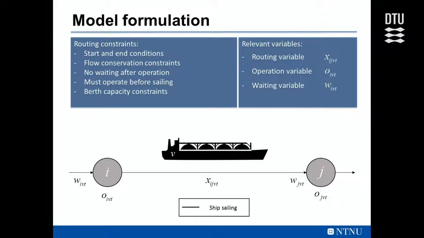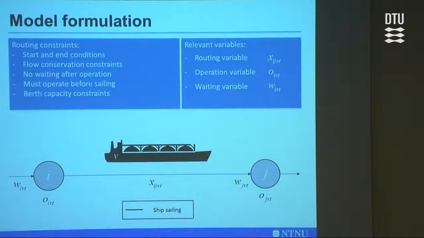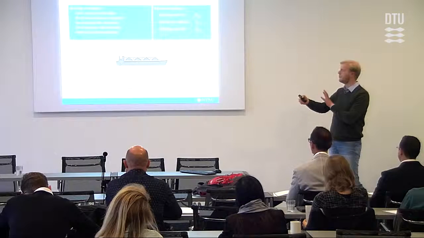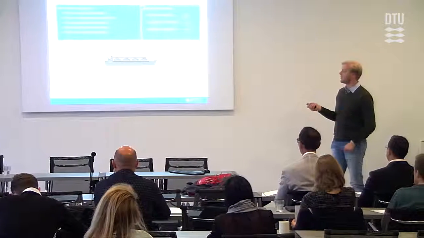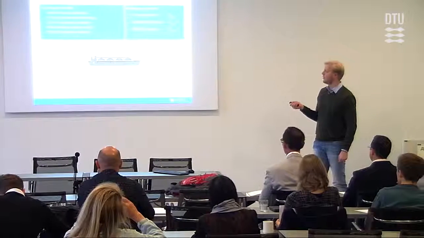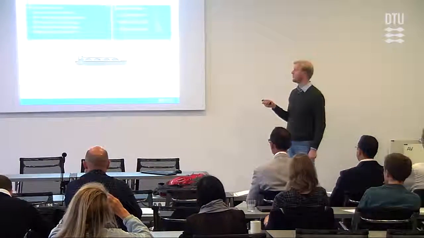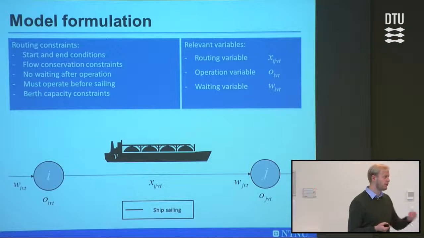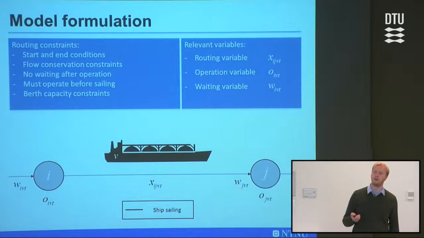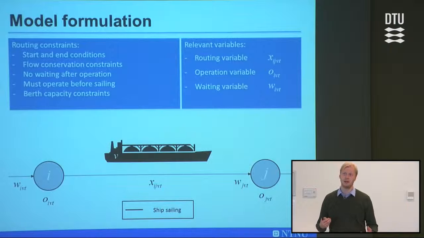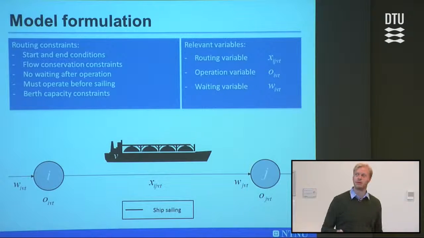We make sure that there is no waiting after an operation. So once we finish operating, we have to sail. And then if we want to wait, we can wait before we start operating in the next port. And we also make sure that we must operate in a port before we continue sailing. We cannot just go to the port and wait and then continue. And there are some berth capacity constraints specifying how many ships can operate in one port at the same time.